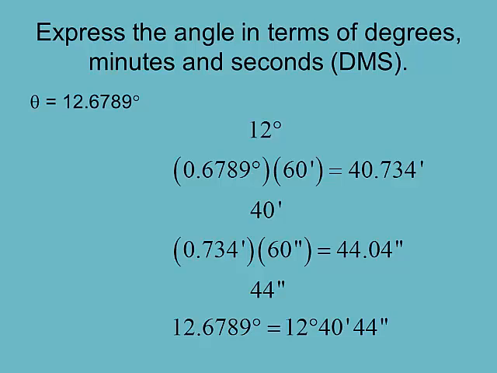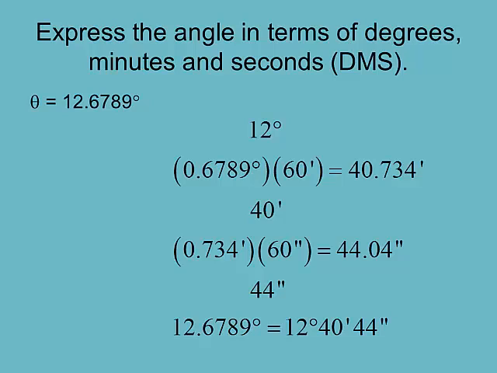So that means we have 40 minutes. I don't round off there, unless they tell me to round to the nearest minute, then I would make it 41 minutes. But since we're going to round to the nearest second, I don't round yet. Just write down 40. And then I subtract the 40 off on my calculator. I multiply that by 60 seconds per minute and get 44.04, which we round down to 44.